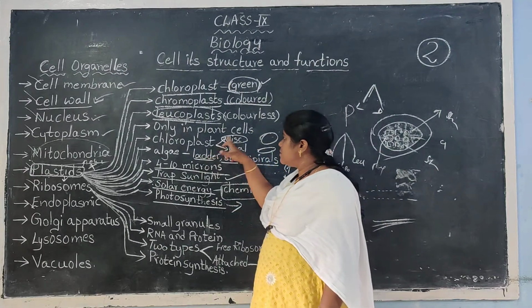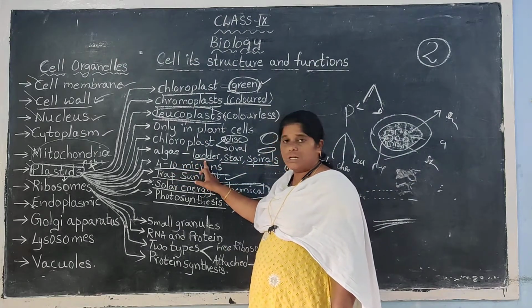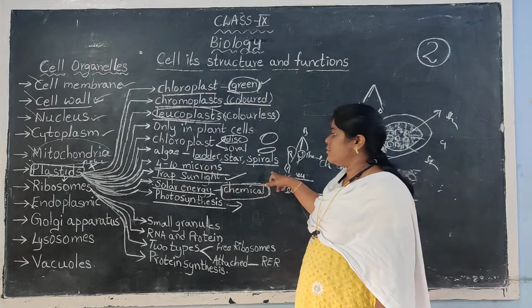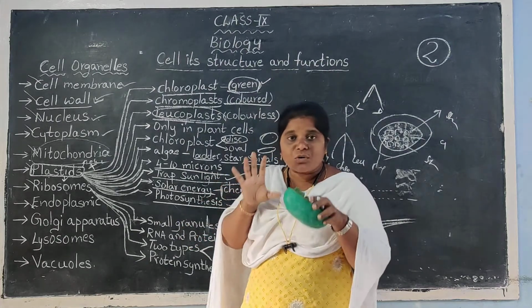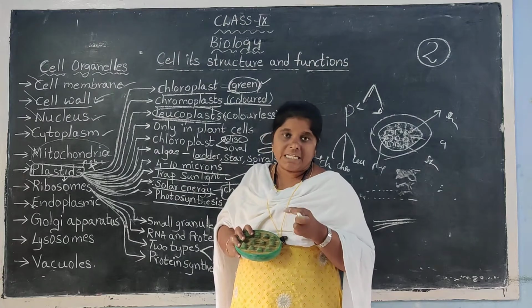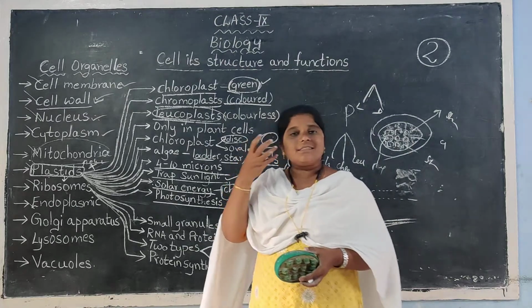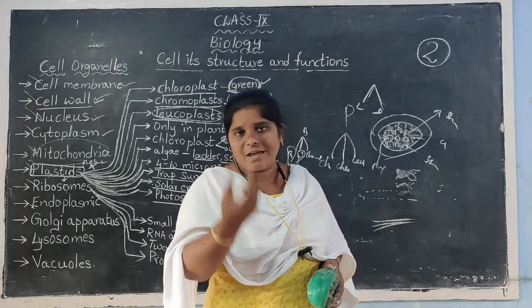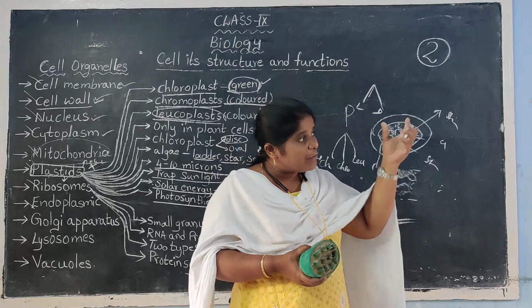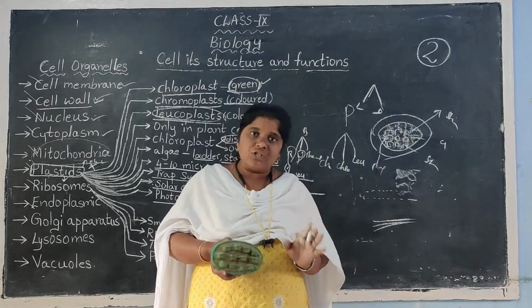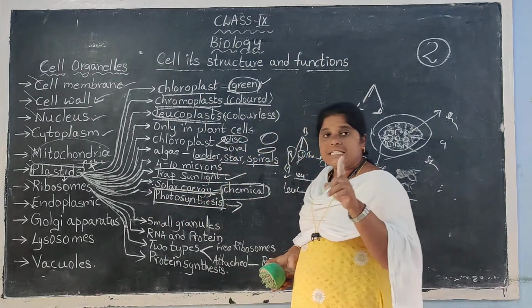Chloroplast will be disc shaped or oval shaped. In algae, some chloroplasts look like a ladder, some look like a star, and some look like a spiral. The size of this plastid is 4 to 10 microns. The main role of this chloroplast is to trap sunlight and change solar energy into chemical energy, as it has a pigment called chlorophyll. This you have to remember. With this pigment, the chlorophyll molecule will trap the solar energy, and because of that, photosynthesis happens in each and every plant cell.